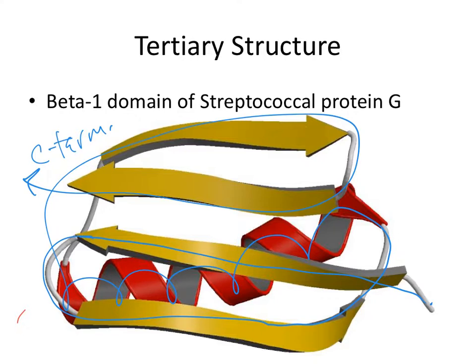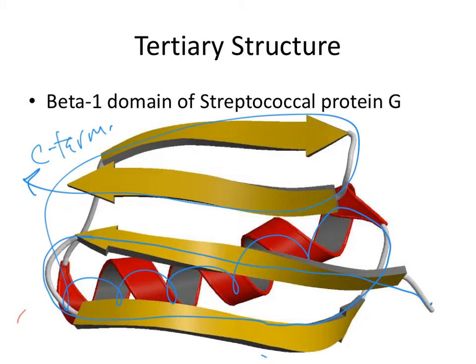And you can have a couple different types of loops. We can just have a simple loop between strands, or you can actually use an alpha helix to go between beta strands as well. And remember, these aren't the only two types of secondary structures, and I guess technically a loop in itself is kind of a secondary structure sometimes, but they're the two most common.